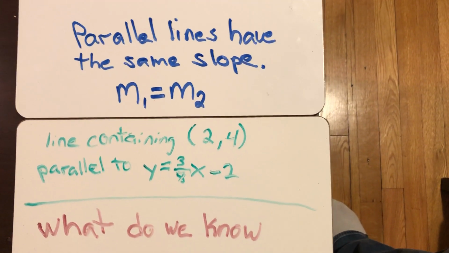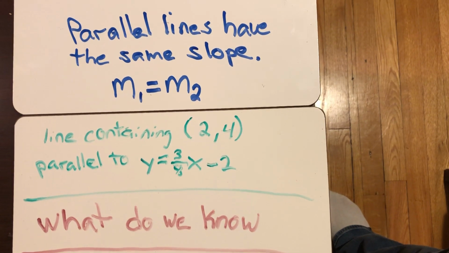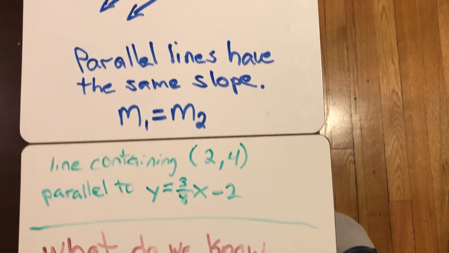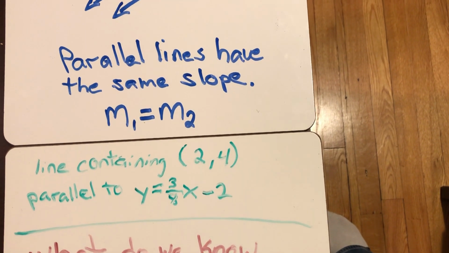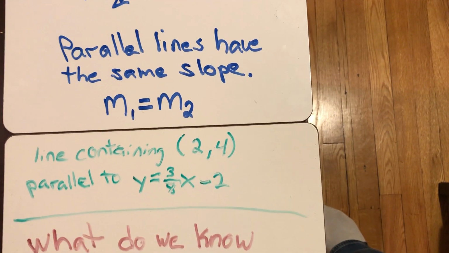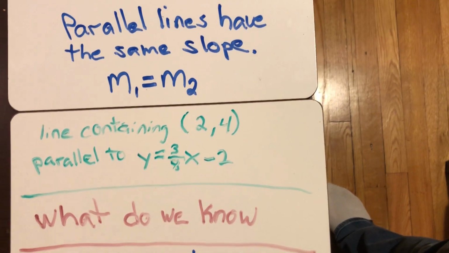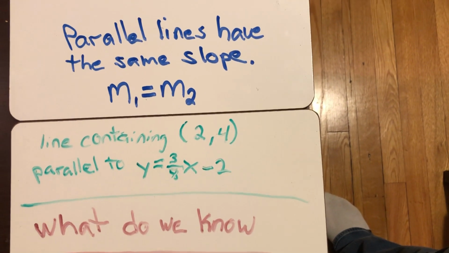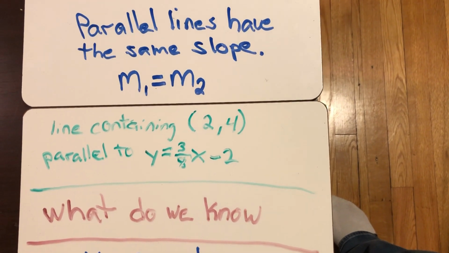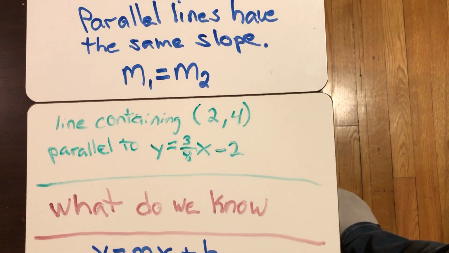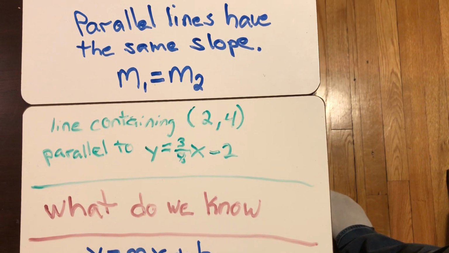How am I going to do that? Well, let's think about this. What do we know? We know that we want a line parallel, and that the slopes of the lines are the same. So the slope of the line y equals 3/8 x minus 2 is 3 over 8. So that's got to be usable.